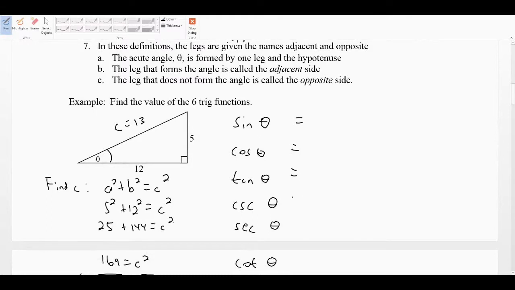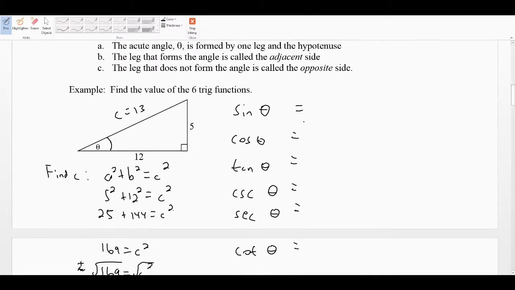So let's find these. And it's not going to take us long to do this if we know our definitions. Sine of theta is the opposite over the hypotenuse. Here's our theta, and the side opposite is 5, and the hypotenuse is the C, which is 13. We're done. Cosine is the adjacent over the hypotenuse. Here's our theta. Adjacent is 12. Hypotenuse is 13.